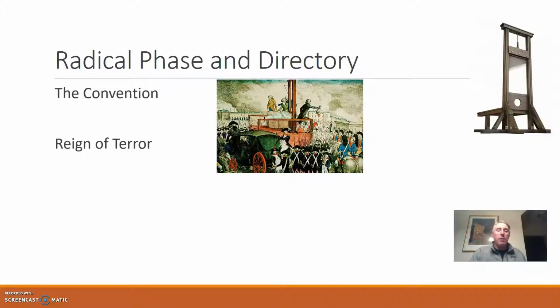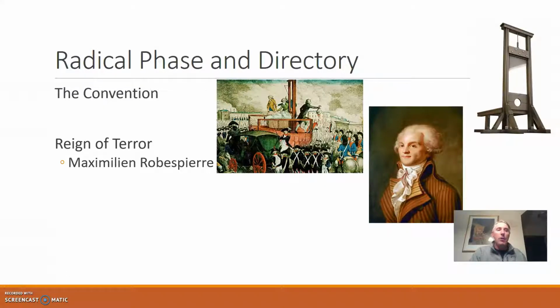Now, this phase of the revolution, which only really lasted for about a year, from 1793 to 1794, was led by this guy, Maximilien Robespierre, known as the Incorruptible. He was a lawyer, and he dominated the Committee of Public Safety, the executive authority in France at this time. He and his group, let me write this up here, the Jacobins, right? He was the leader of the Jacobins, who were the radical fringe of the revolution.